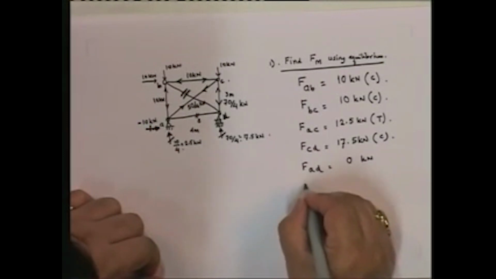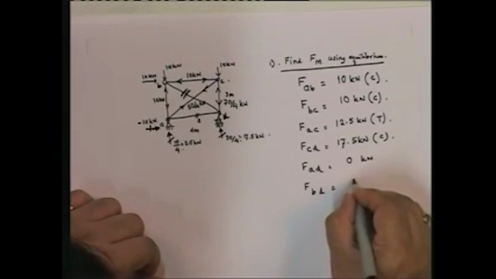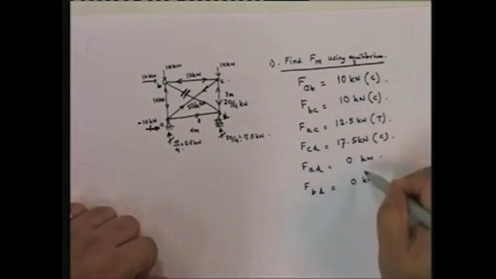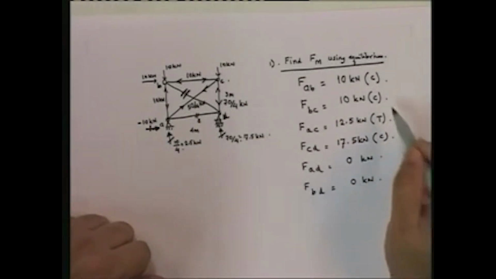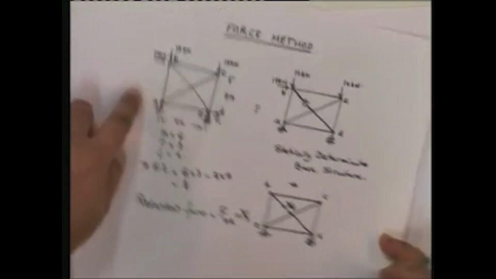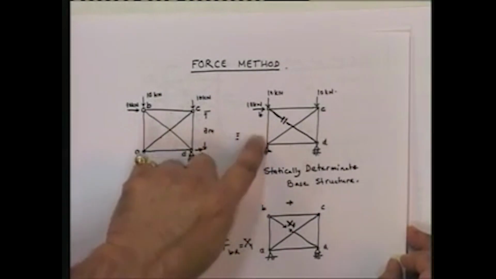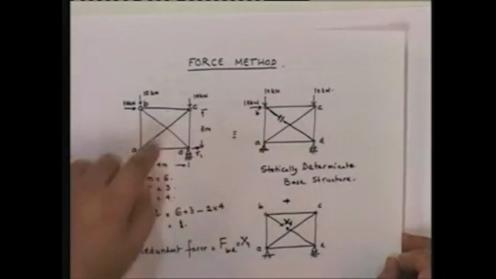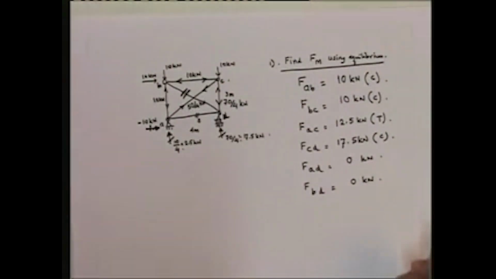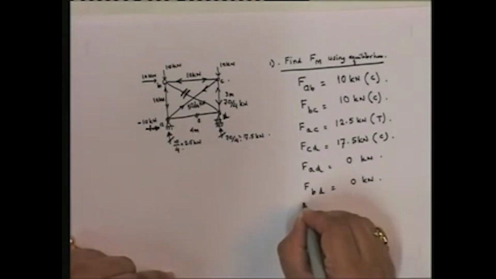And note that I also have member BD, which since I've cut it, I know that it's going to be 0 kilonewton. So this is not the true forces. This is the forces not in the original structure. These are the forces that I have found for this particular structure, which is a statically determinate base structure. So I found the forces in all the members.